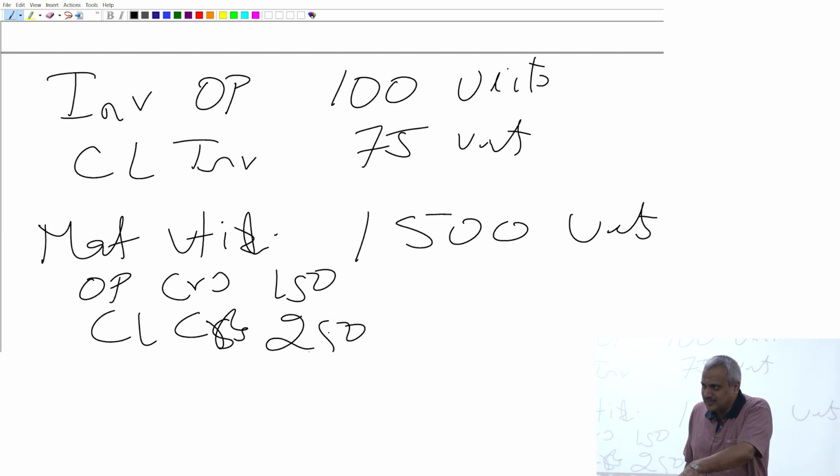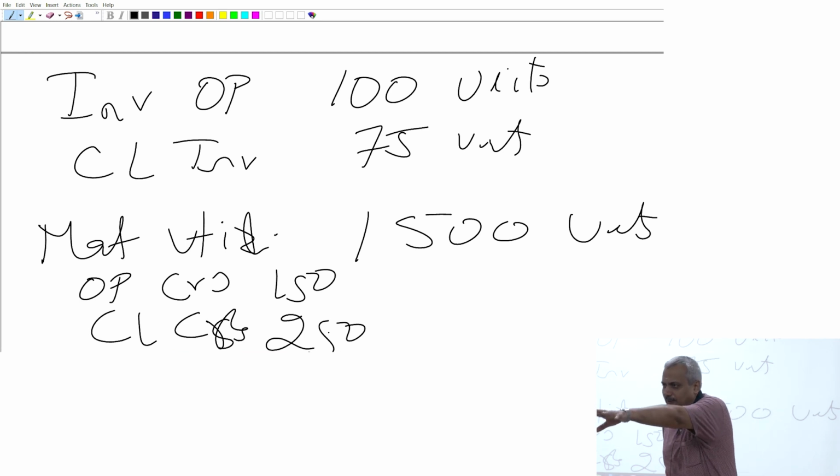1500 is what you have utilized, 100 is there in the stock. That means 1400 is what you should have ideally bought, but 75 is still there at the closing stock. Ideally you should have bought 1475. Am I with you on that?